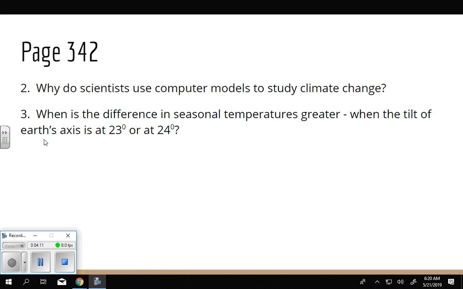Page 342. Why do scientists use computer models to study climate change? When is the difference in seasonal temperature greater? When the tilt of the Earth's axis is at 23 degrees or at 24 degrees?